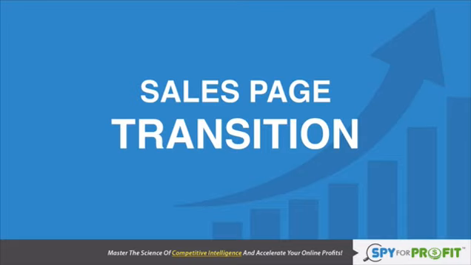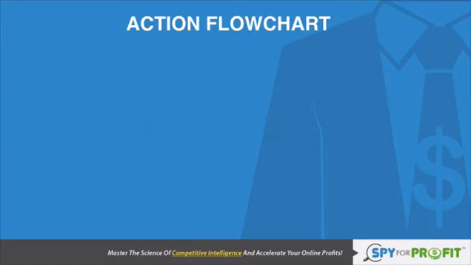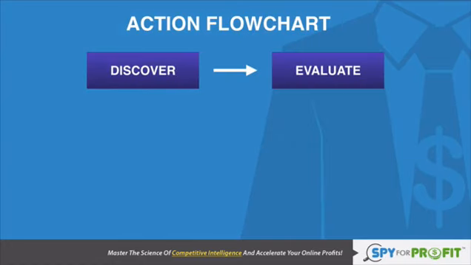Now it's time to talk about a sales page transition. Okay, so our original flow chart, we started with the discover phase, then we went to evaluate opportunities, and then we've validated opportunities. This is where we're up to this point. So we've actually generated some traffic, sent it to a landing page, built some opt-ins, and hopefully started getting some activity and hopefully even some money to start coming in the door.